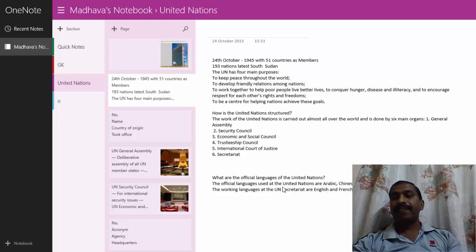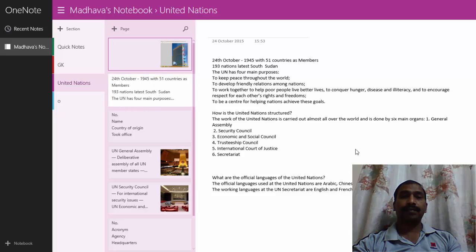What are the official languages of the United Nations? The official languages of the United Nations are Arabic, Chinese, English, French, Russian, and Spanish. The working languages at the United Nations Secretariat are English and French. This is the United Nations.